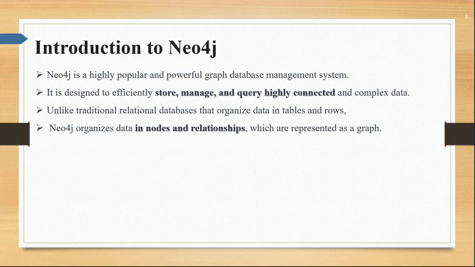So let us first introduce Neo4j. Neo4j is a highly popular and powerful graph database management system. It is designed to efficiently store, manage, and query highly connected and complex data. Unlike traditional relational databases that organize data into tables and rows, Neo4j organizes data in nodes and relationships, which are represented as a graph. Nodes represent entities or objects, and relationships represent connections or associations between them. Each node can have properties that define its attributes, and relationships can have properties to describe their characteristics. The relationships are always directed and can have a specific type.